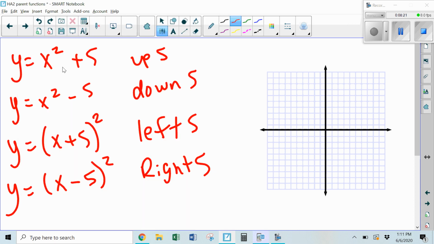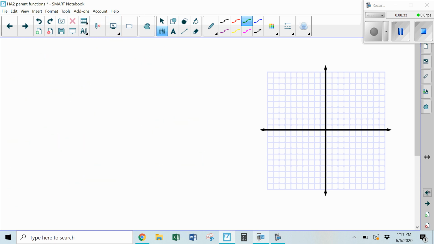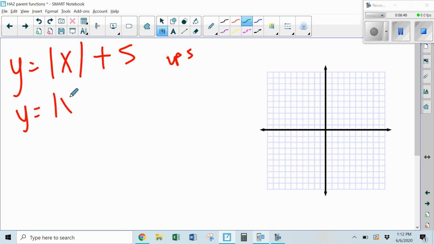So going back to our notes, again, as I mentioned, you can take any parent function you want, and you can do this. So let's pick one more parent function. Which one do we want to do? How about absolute value? So if I have this absolute value, that's my parent function. If I do this, it'll move it up 5. You could practice graphing it if you wanted to. This will move it down 5.